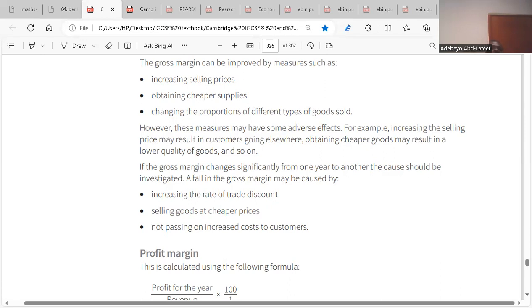The second point is selling goods at a cheaper rate to attract customers. If you are selling goods at a cheaper rate, you'll be losing revenue and you'll be losing profit. And the last one is not passing on increased cost to customers. When you're not passing increased cost to customers, what happens? Your cost of production is increasing, but it's not reflecting in the price you sell. So these are the reasons why you can have a fall in gross profit margin.